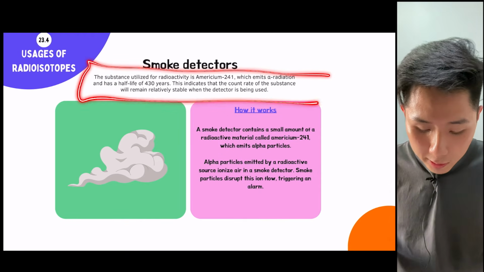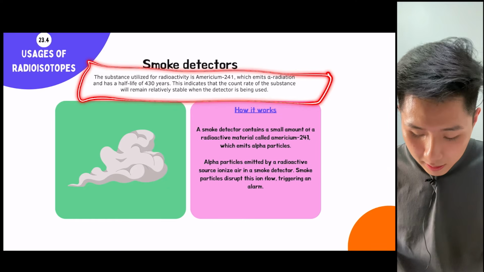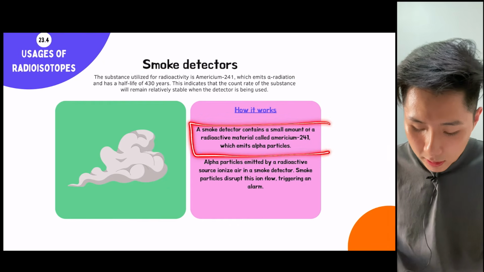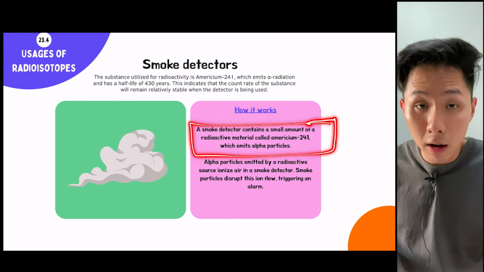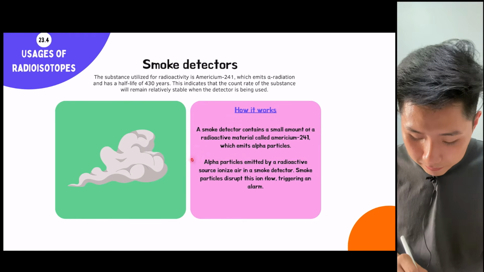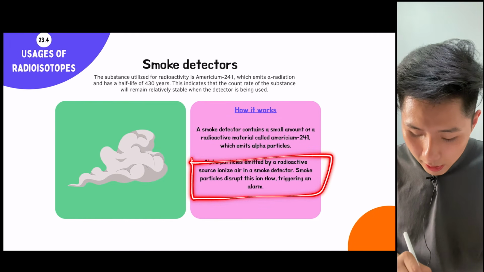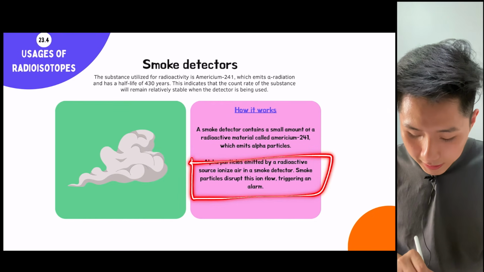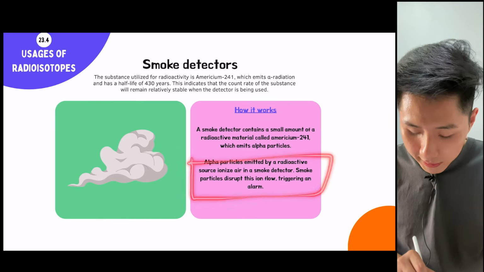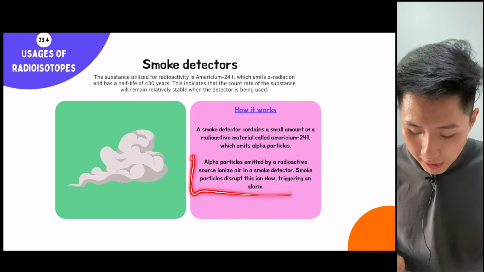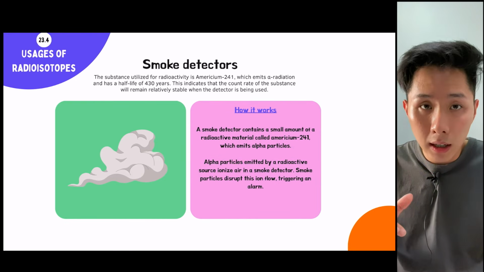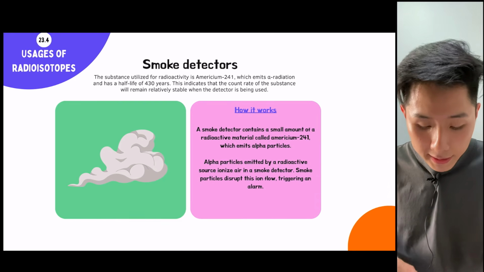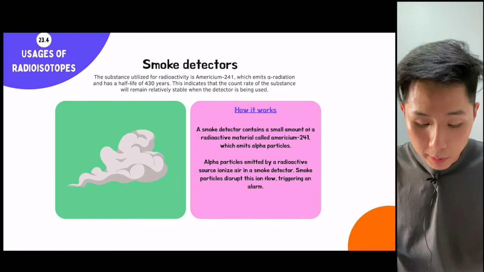One usage of radioisotopes is the smoke detector. How it works is that the smoke detector contains americium, which emits alpha particles. Therefore, these alpha particles will ionize air in the smoke detector. So if smoke comes in, it disrupts the ion flow, then the alarm will get triggered. So that's how a radioisotope is used.